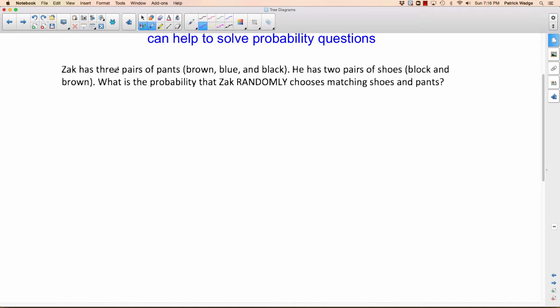So here's a question. Zach has 3 pairs of pants, brown pants, blue pants, and black pants, and he has 2 pairs of shoes, that should say black, so black shoes and brown shoes. And I want to know what's the probability that Zach randomly chooses matching shoes and pants.